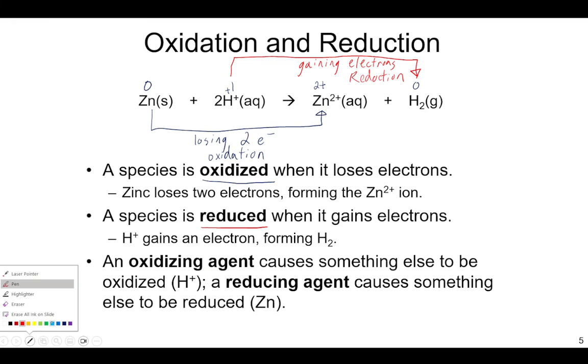Now, we also have some what can be confusing terminology to refer to a reactant that is causing another reactant to change its charge. Since hydrogen here is being reduced, zinc is the thing that is causing it to be reduced. So zinc here is the reducing agent, because it is the reactant that is causing hydrogen to be reduced.